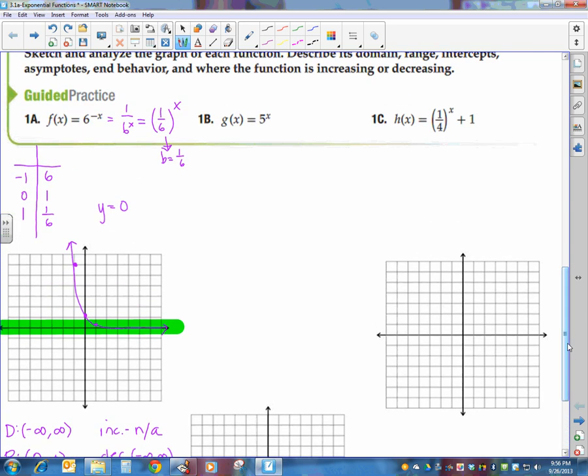Now we're going to go up and graph g of x equals 5 to the x. Okay, again, you want to identify what your b is. In this case, b is equal to 5. So I have my values using my key points, -1, 0, 1, b, which is 5, 1, and 1 over b. And my asymptote is y equals 0.